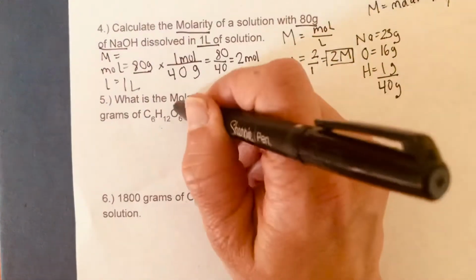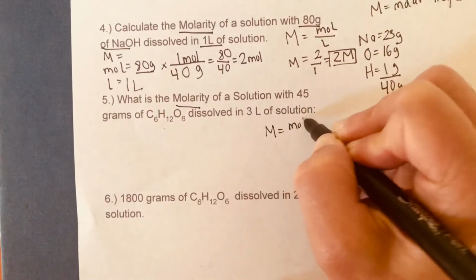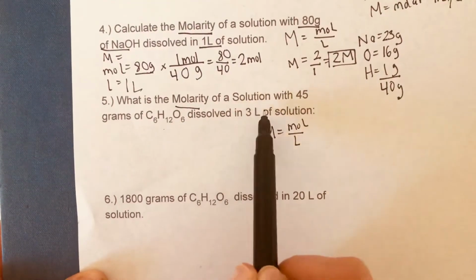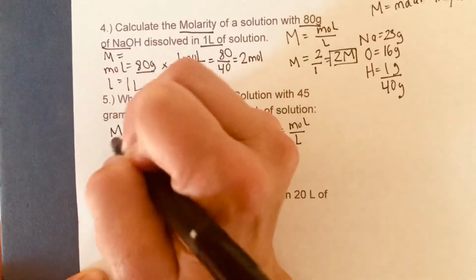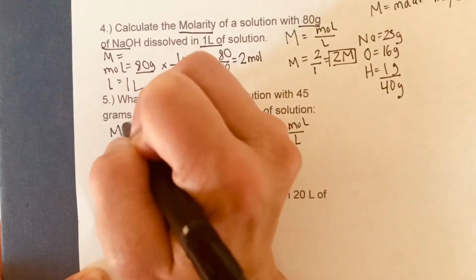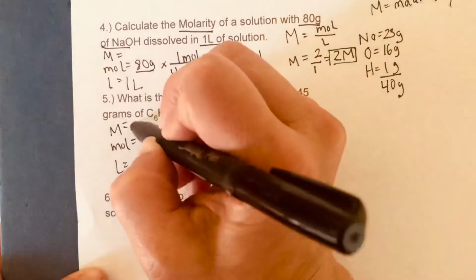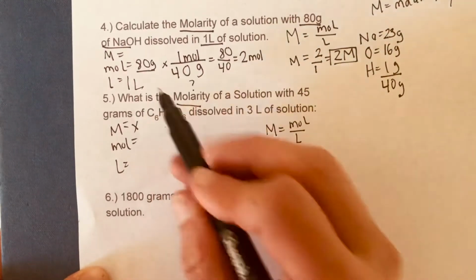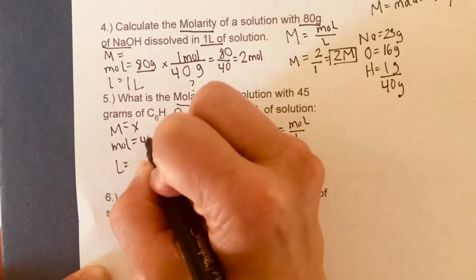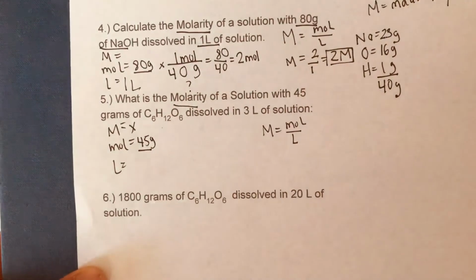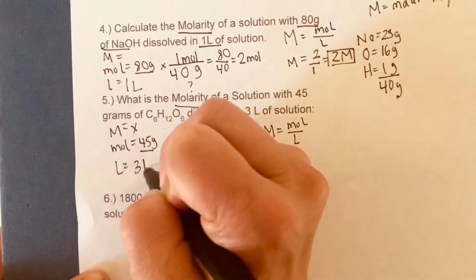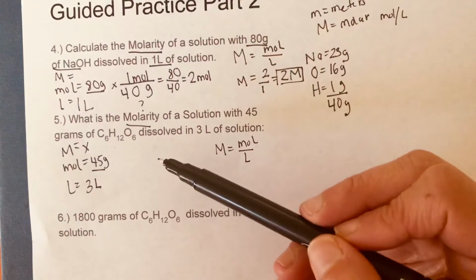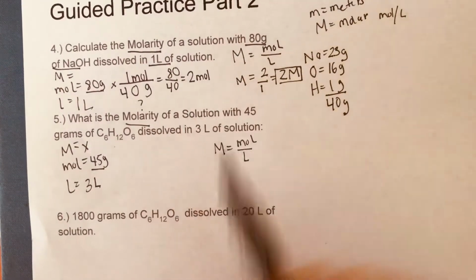What is the molarity? So again, we're using this equation of a solution with 45 grams of C6H12O6 dissolved in 3 liters of solution. So we got our molarity variables like we've been doing. We're looking for molarity. We don't know molarity. That's what it told us we're looking for. With a solution of 45 grams, so when you see grams, you know you have to convert those grams into moles. So I'll write 45 grams next to my moles, dissolved in 3 liters of solution. So I know my liters is 3.